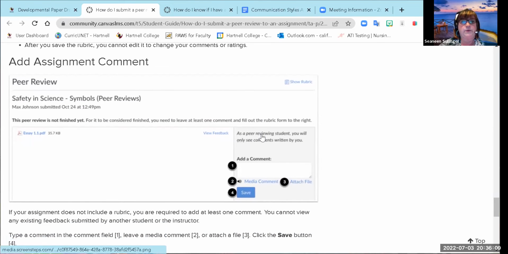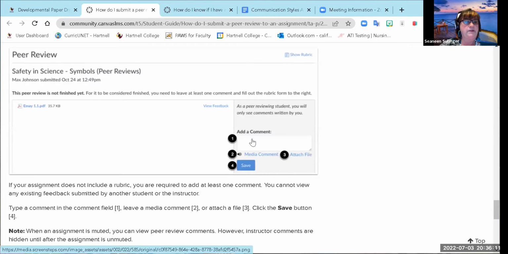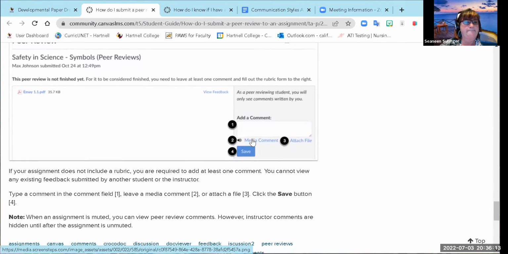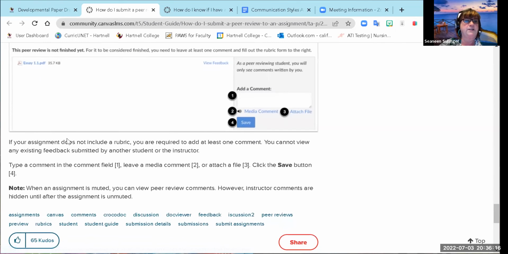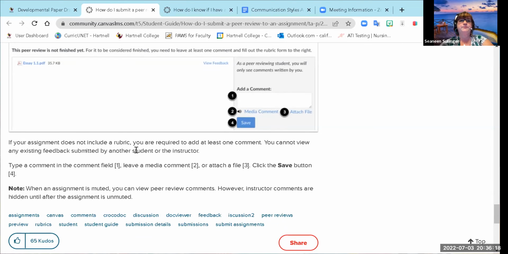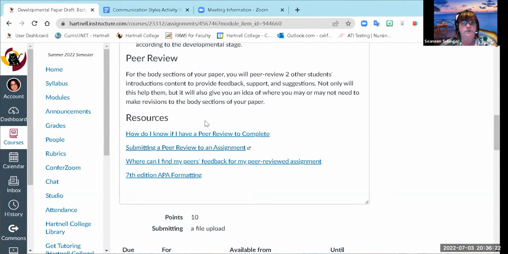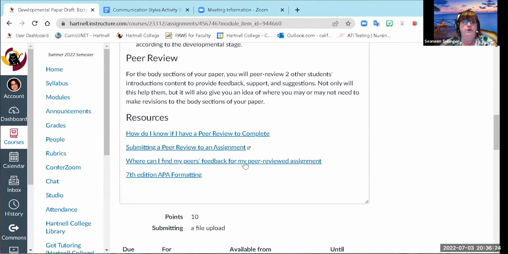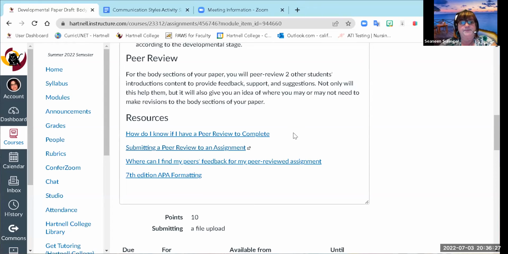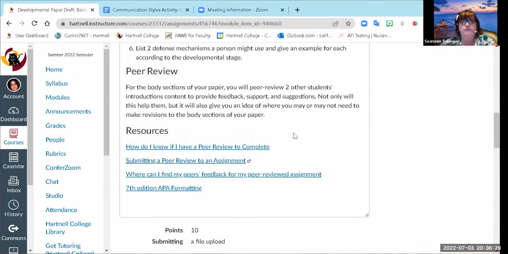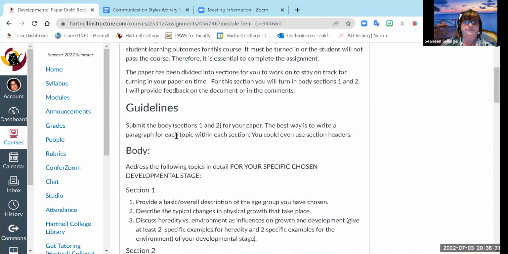You can leave comments, but generally it will leave your name if it doesn't include a rubric, but yours includes a rubric, so you should be good there. But again, you have those guides as resources here, as well as where you can find the feedback. And I think it's really helpful for students to do that.